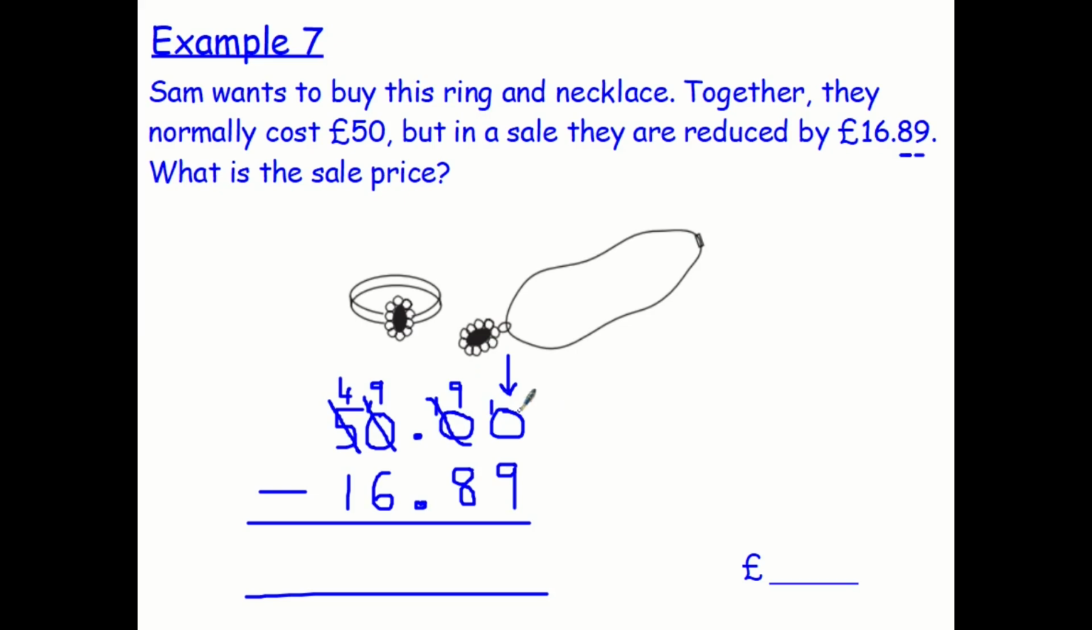So 10 take away 9 is 1. 9 take away 8 is 1. 9 take away 6 is 3. And 4 take away 1 is 3. So the sale price of the ring and necklace is £33.11.